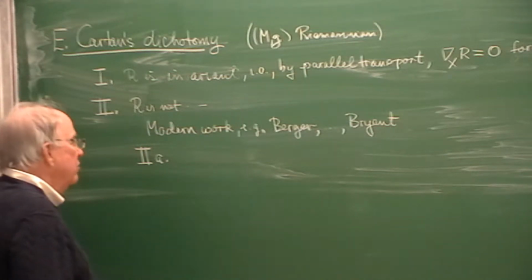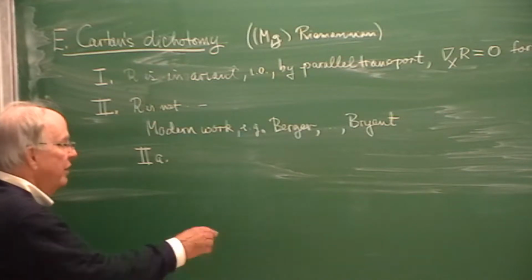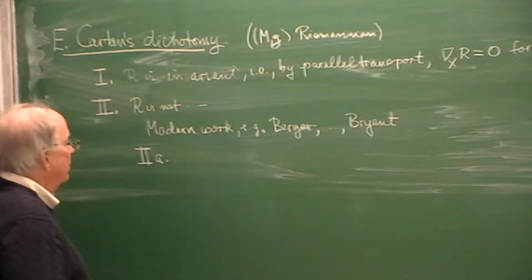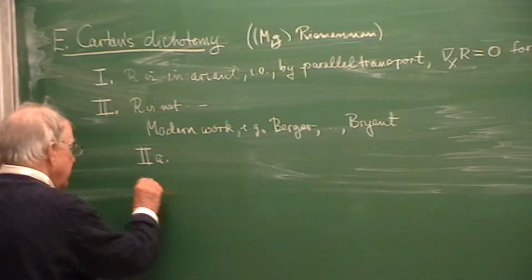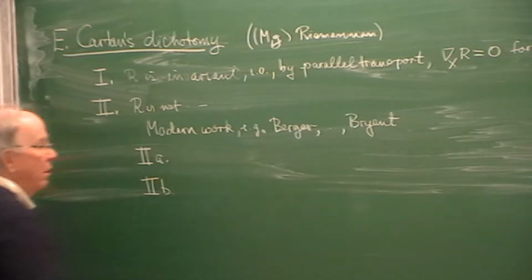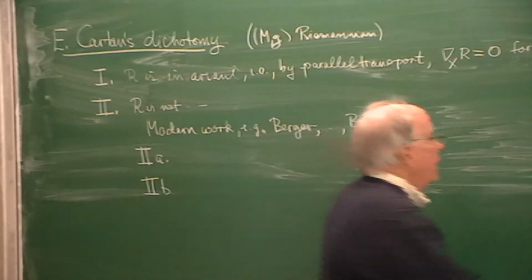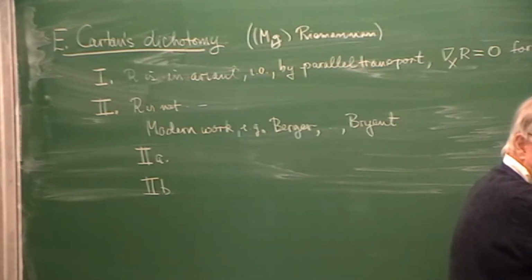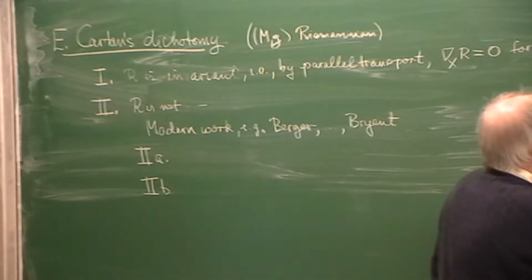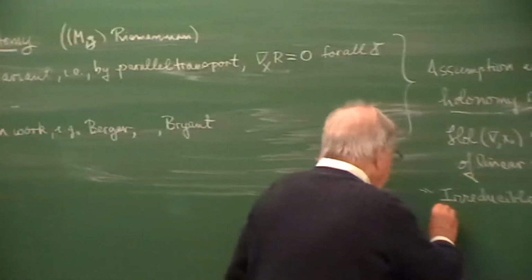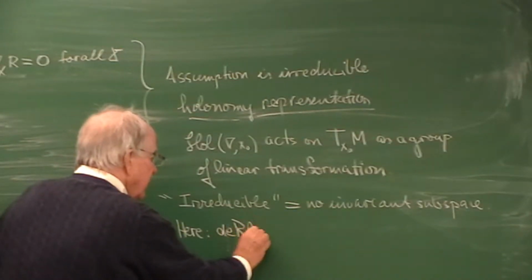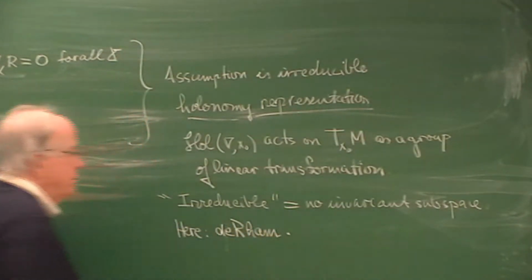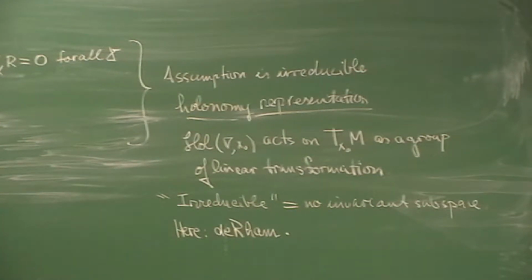And there's modern work of various people. I think the thing to read if you're interested is the most recent paper of Bryant, but the Berger class modern work. And there are two types of results in this modern work. Oh, everything under the assumption that the holonomy is irreducible. And here we have the de Rham theorem. This is not hard to prove, the de Rham theorem. I outlined it for you, what it is.